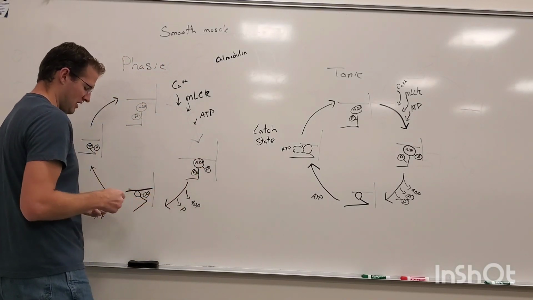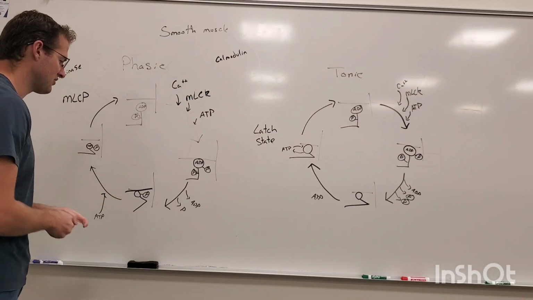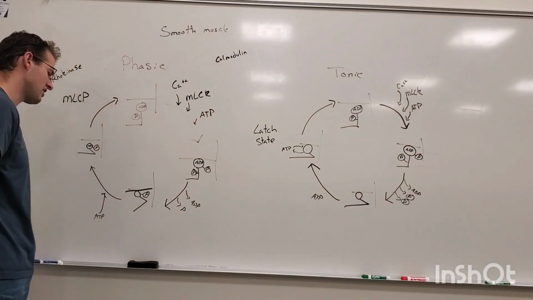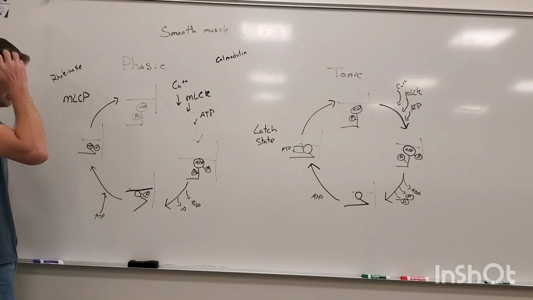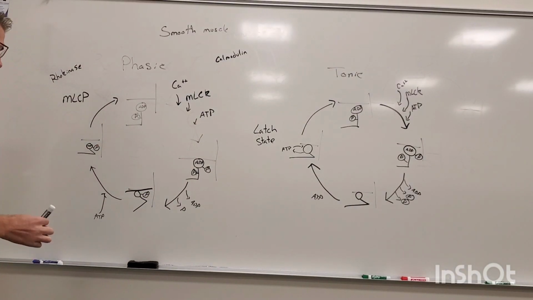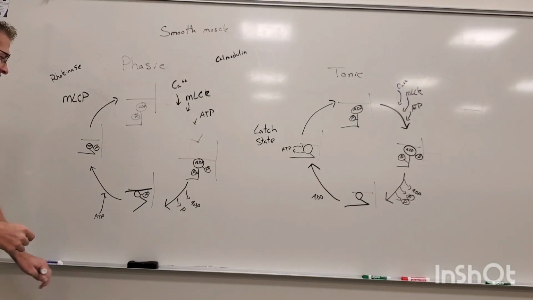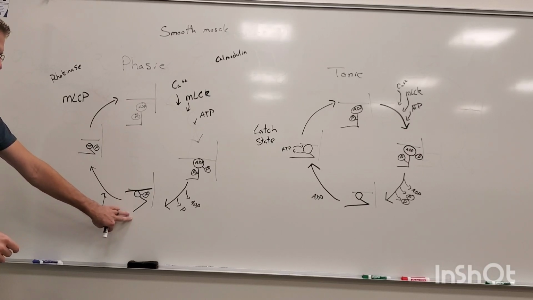It's also going to have the ADP leave, so we have ADP coming off, the phosphate group coming off. We have this residual phosphate group on here, down here. This is the power stroke again, if you remember from skeletal muscle. But this is now in the uncocked position.